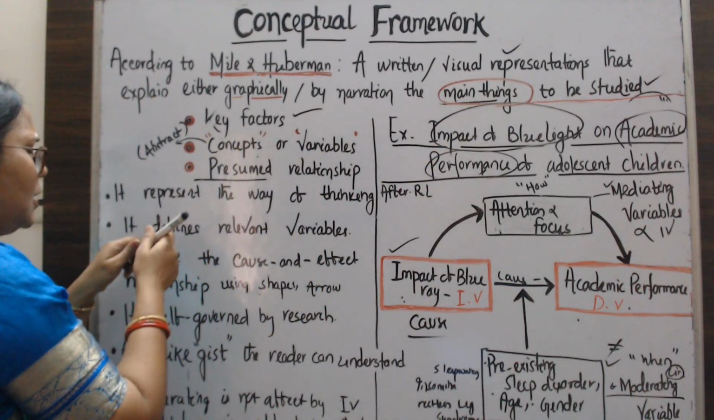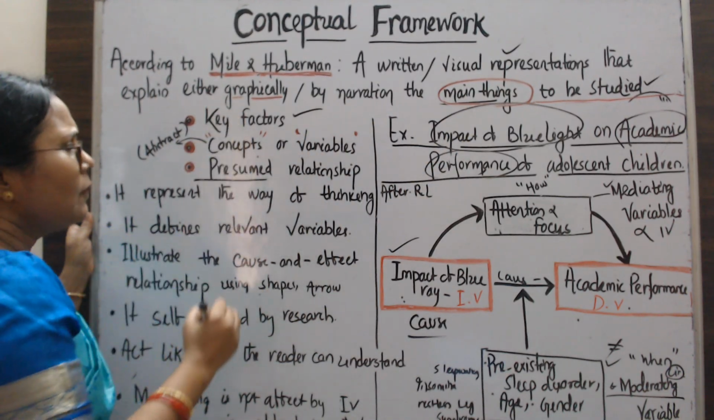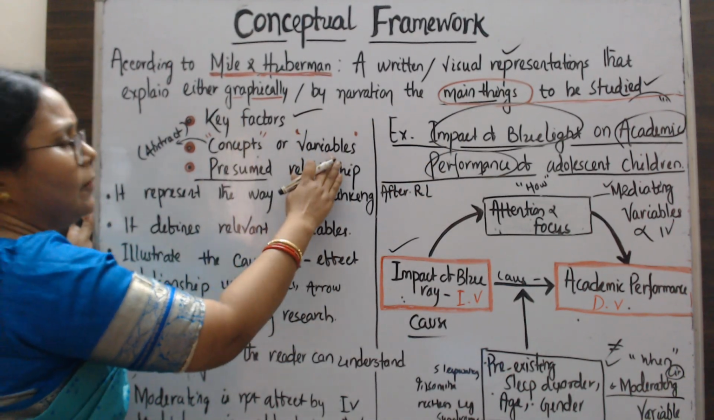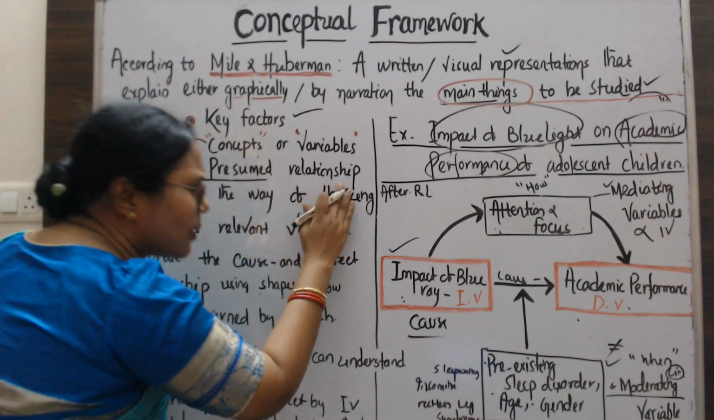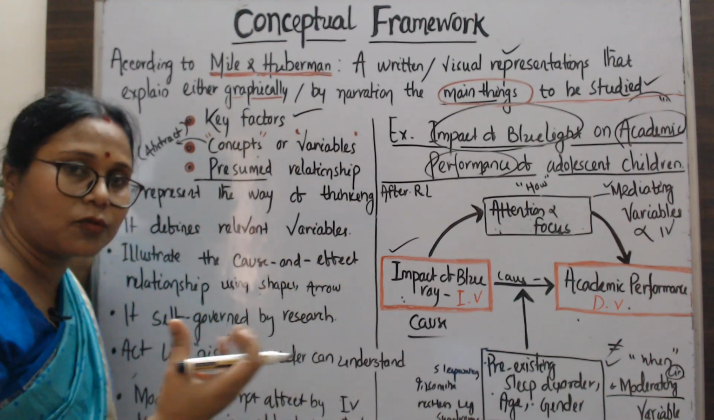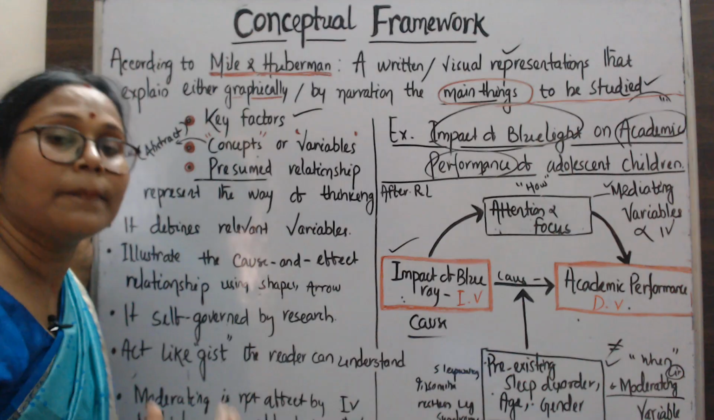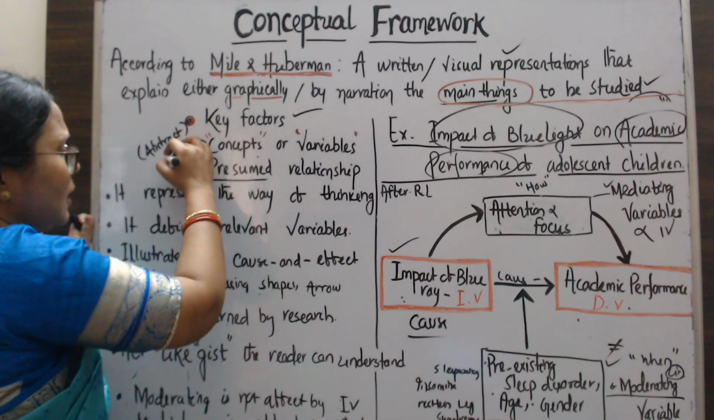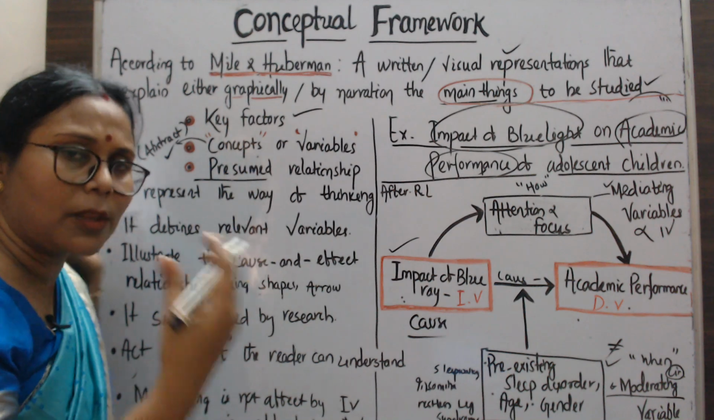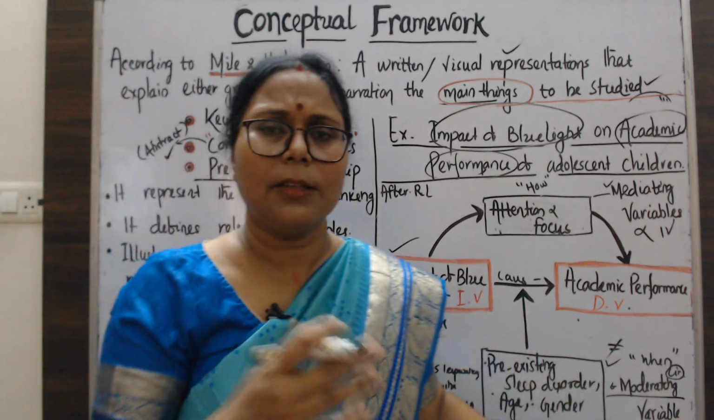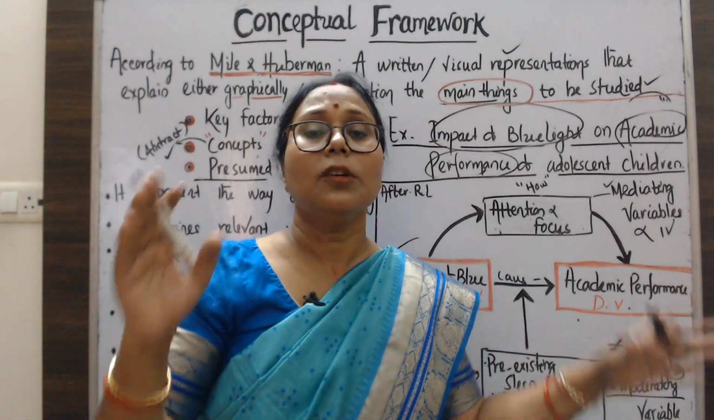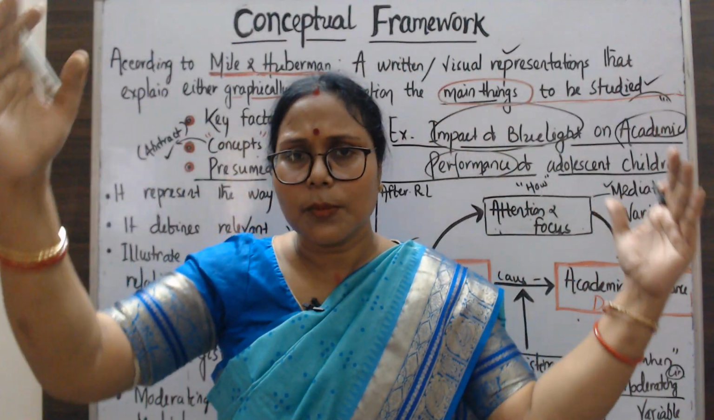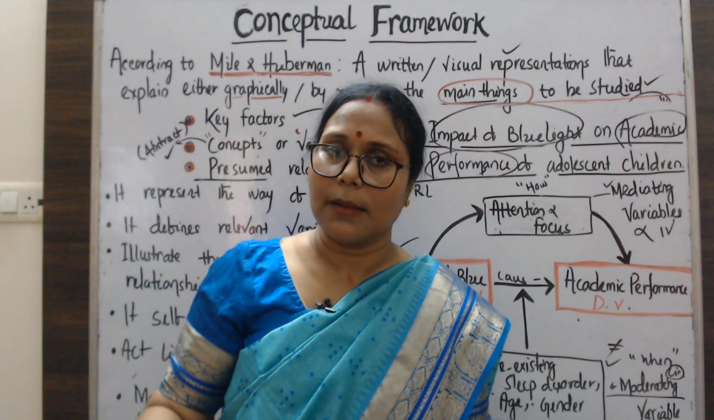The main things are the key factors, concepts, variables, and the presumed relationships. A concept is always an abstraction. After reading all these things, you abstract the main points or the variables. So that is the concept, and the presumed relationship: we are expecting there is a relationship between the variables. All these things you put in a frame, and that is called the conceptual framework.